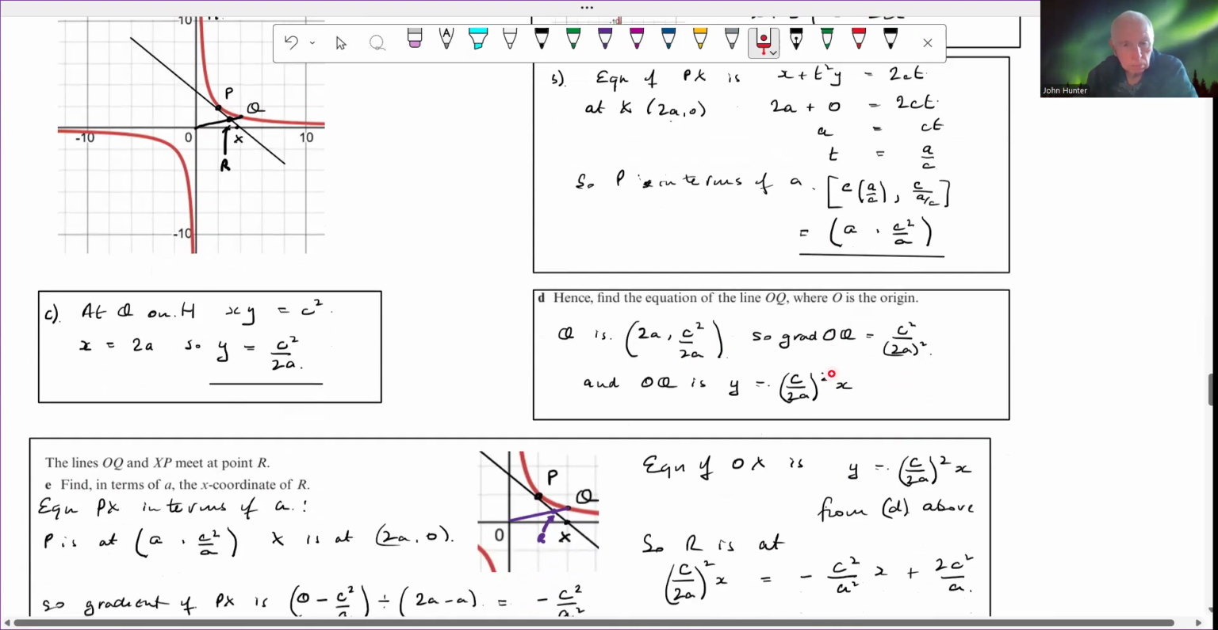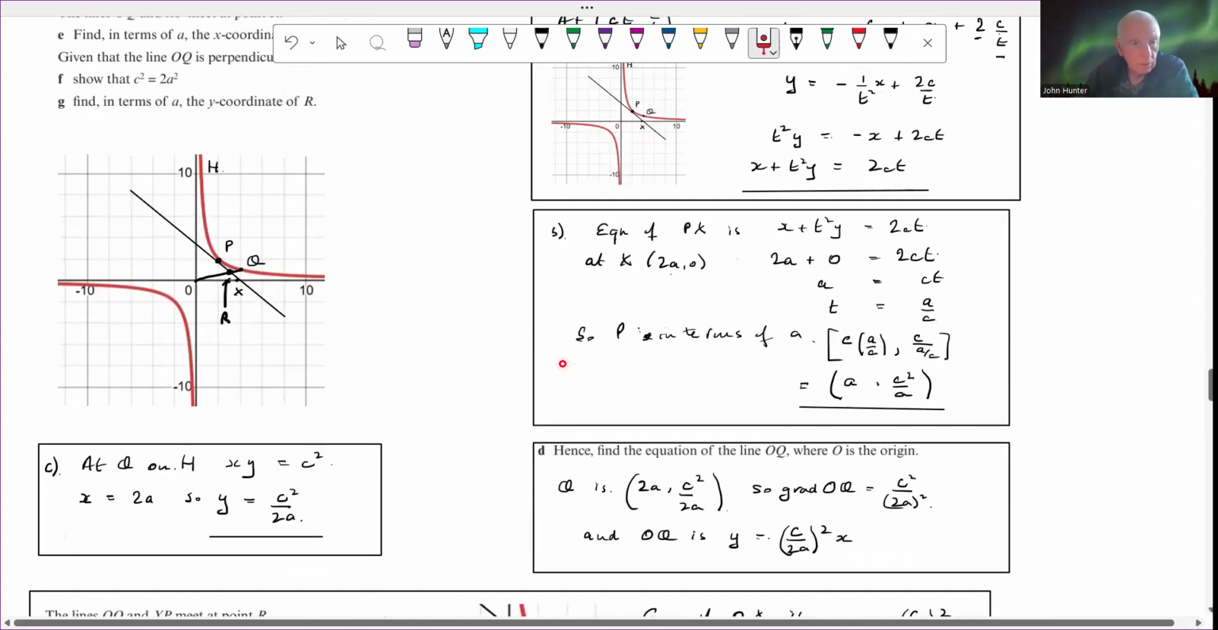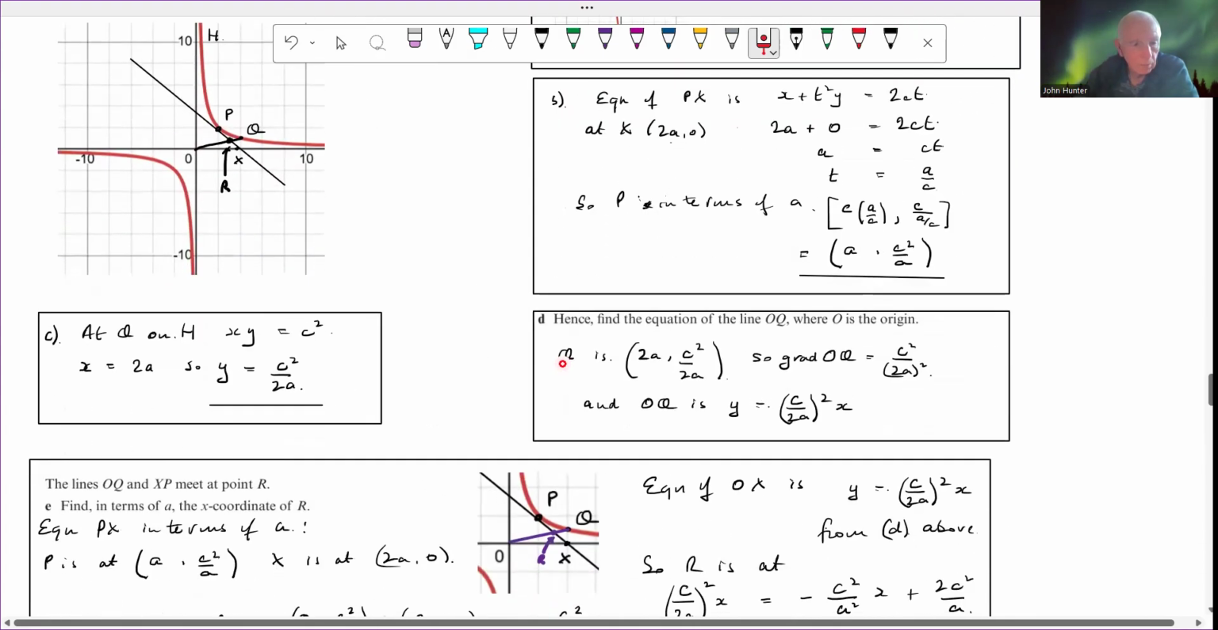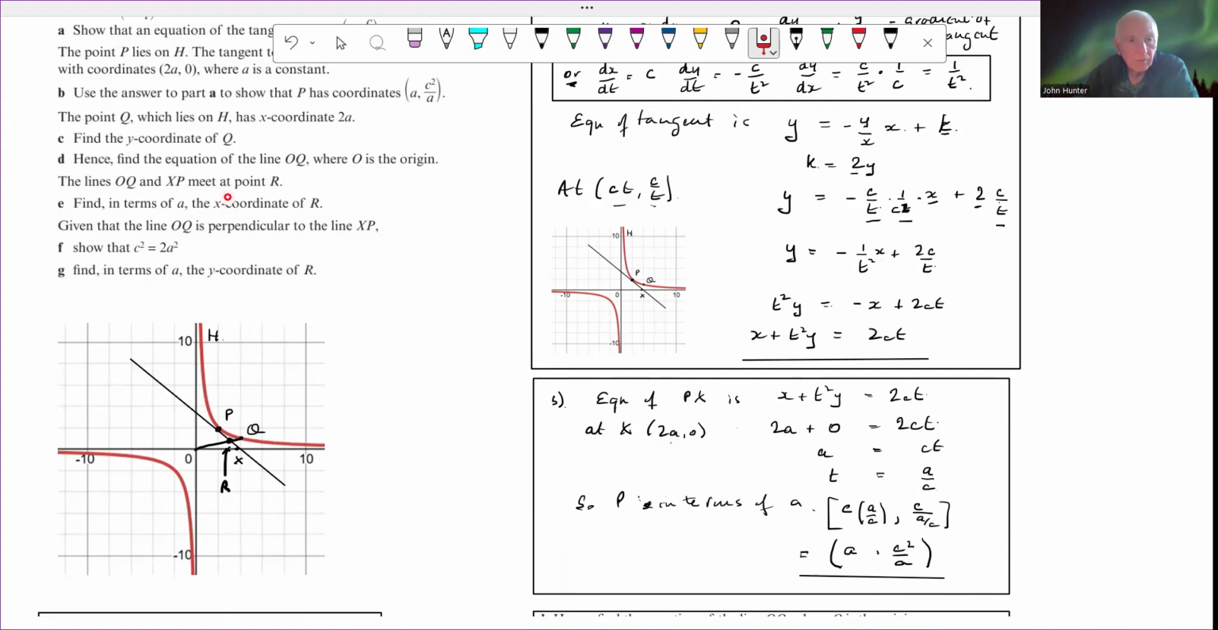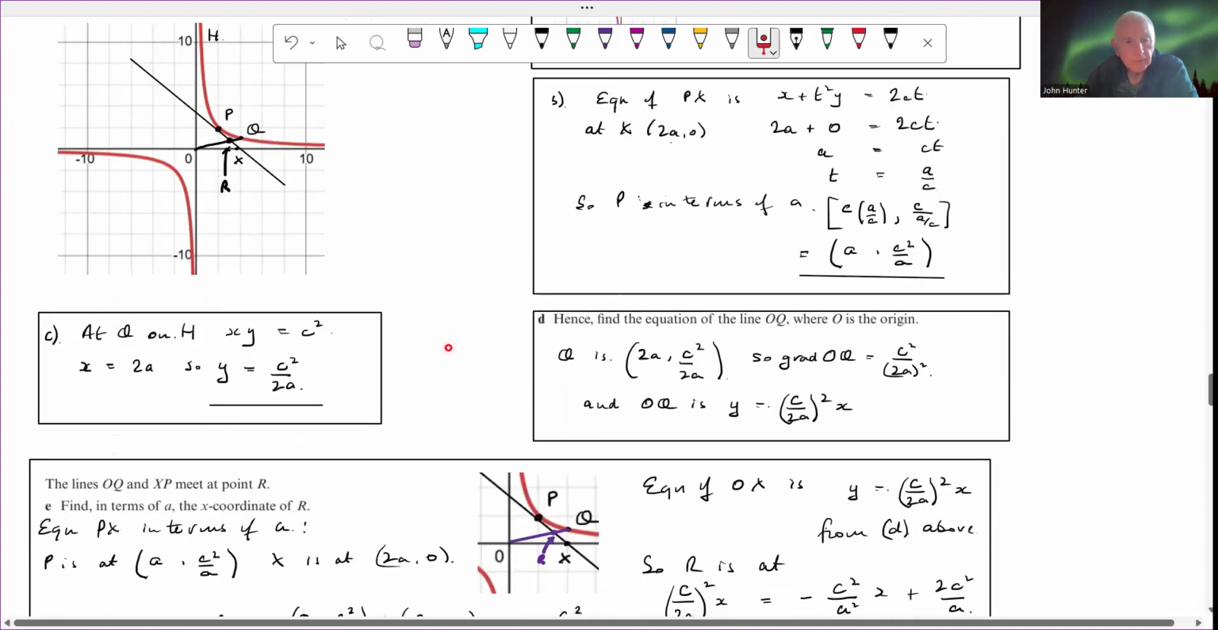Right. Next. So we're now going down to part E. Find in terms of A, the lines OQ and XP meet at R. Find in terms of A, the X coordinate of R. In terms of A, the X coordinate of R.